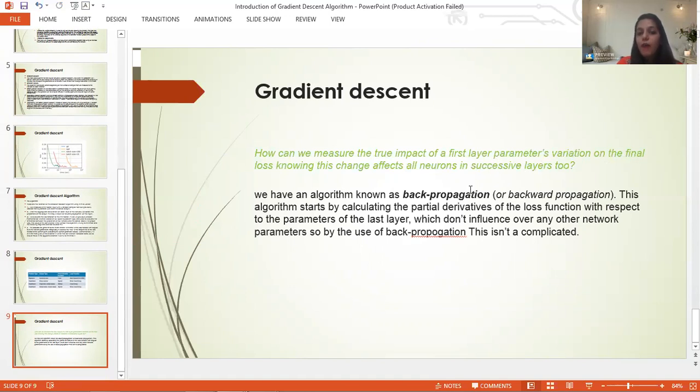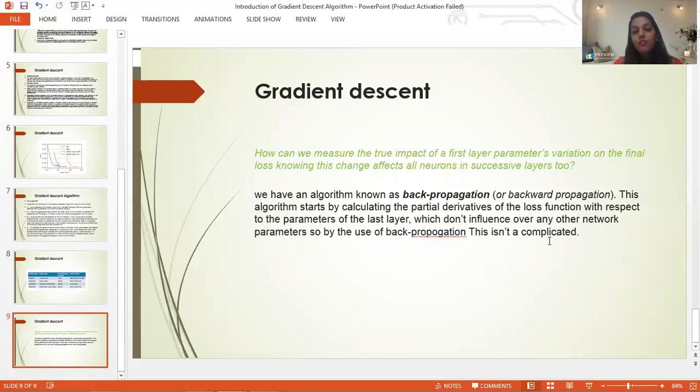The answer is backpropagation. The backpropagation algorithm really gives good performance here, because without backpropagation gradient descent cannot work properly. The backend of gradient descent is basically backpropagation. This algorithm starts by calculating the partial derivatives of the loss function with respect to the parameters of the last layer, then goes on layer by layer. Because of backpropagation it does not become complicated. Otherwise it doesn't give you an answer, it hampers your performance, and the model crashes.